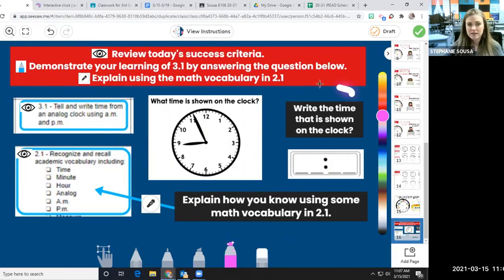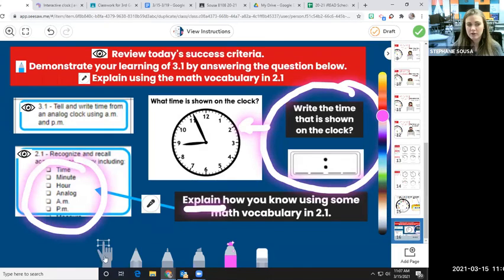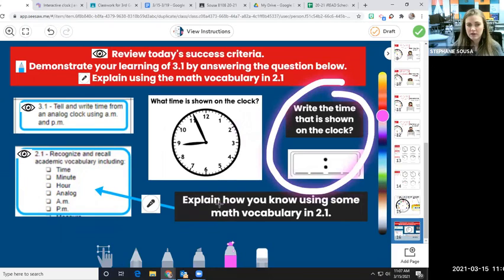On slide 16, you have a quiz. The quiz says, write the time that is shown on the clock. There's the clock. Explain how you know that time is correct using vocabulary words such as time, minute, hour, analog, AM, and PM. Okay? So you have 2 things to do on this slide. 1, what time is on the clock? 2, explain. All right, that is your independent work for today.